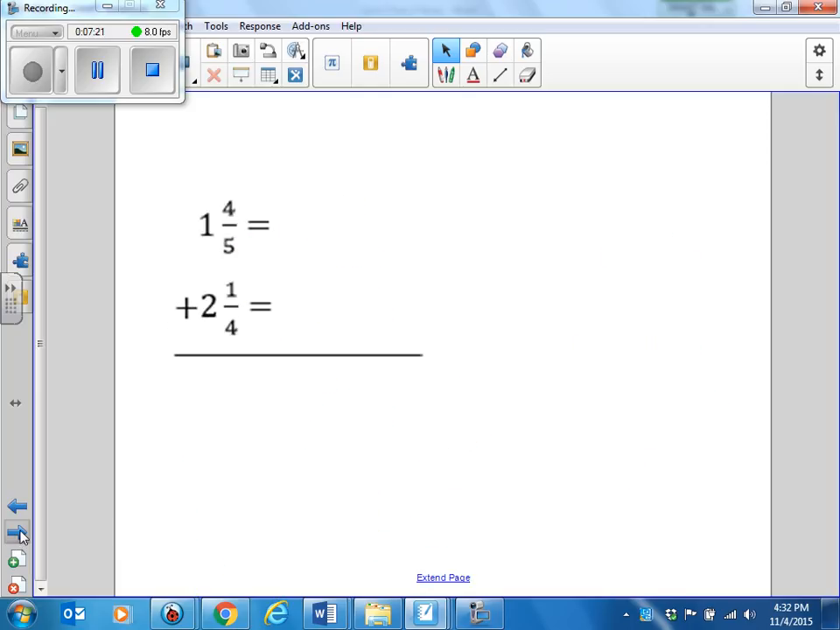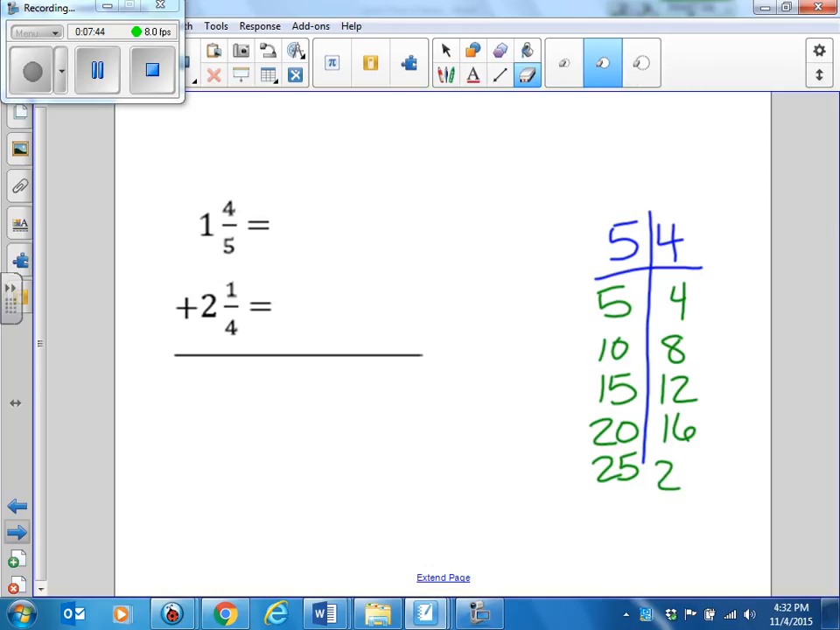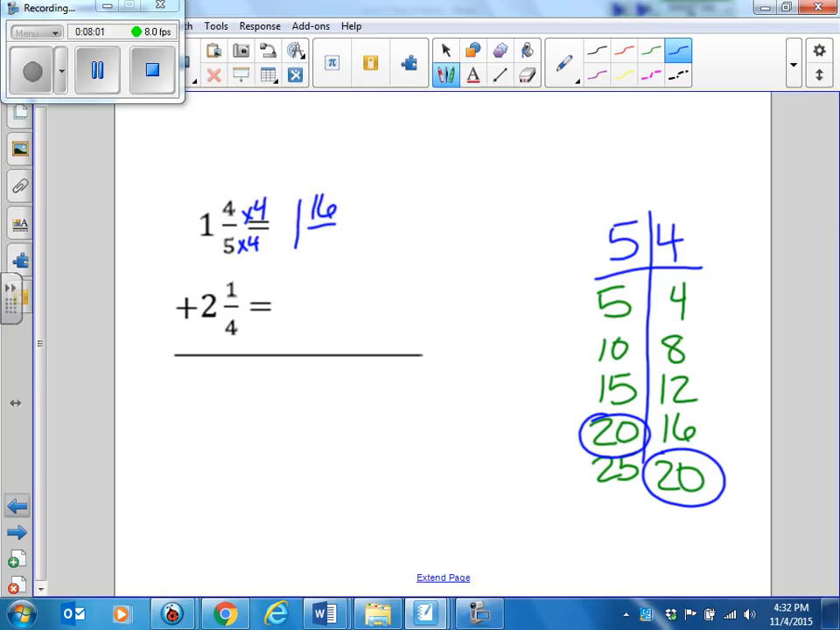All right, let's go ahead and look at the next one. Again, we're going to start with our T-chart. Okay, and we're going to find the multiples of 5. And then we're going to find the multiples of 4. And then we're going to circle our least common multiple, or our least common denominator. And now we're going to say, okay, well, what did we multiply 5 by? We multiplied it by 4. And we got 1 and 16 over 20.